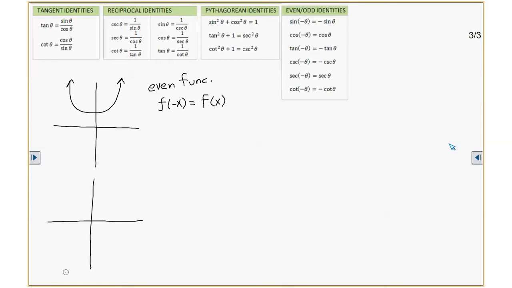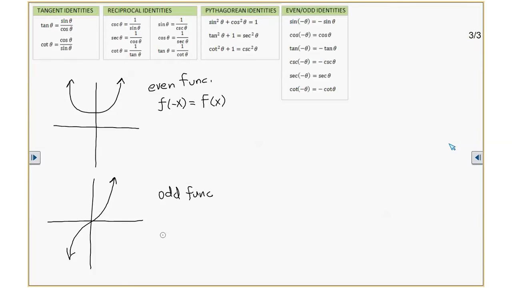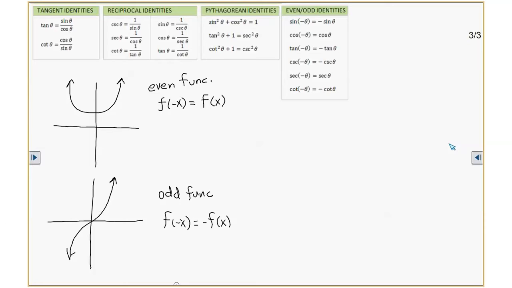And then on the other side of the coin, you've got maybe something like this. The x cubed function, which is symmetrical around the what? The origin. Okay? And that's the odd function. So f of negative x is equal to what? Negative f of x.